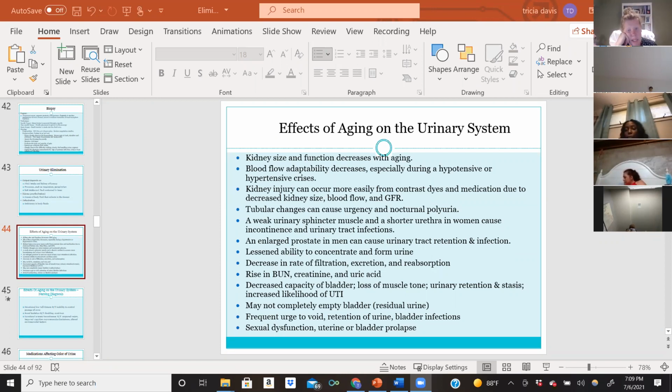We have that lessened ability to concentrate and form urine because we're going to the bathroom all night long. We see a decrease in the rate of filtration, excretion, and reabsorption. We do see a rise in our BUN, our creatinine, and our uric acid. So as we get older, these things do tend to just trend upward for no other reason than the fact that we are getting older. Not huge numbers, but slowly, in slow increments. Decreased capacity of the bladder. So our bladder can't hold as much.